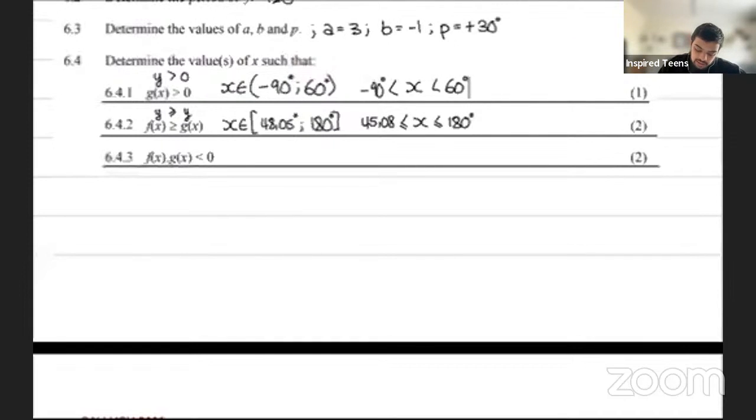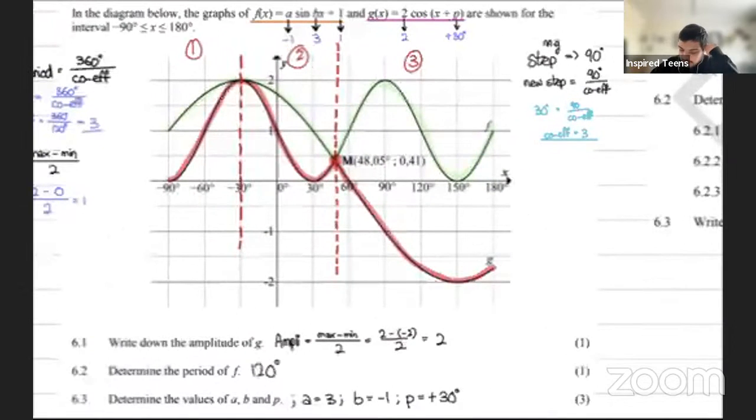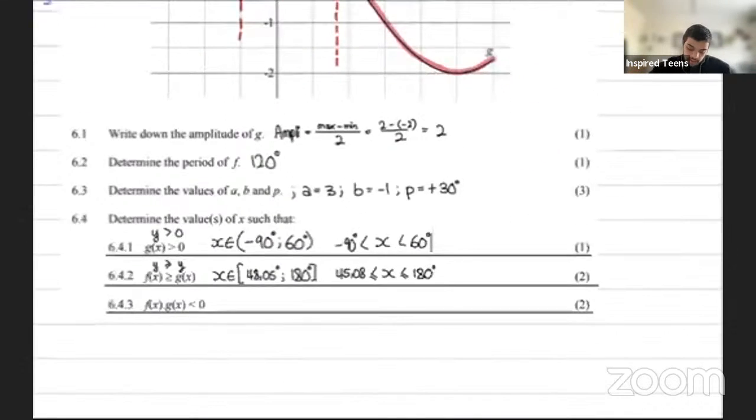Please, if you don't understand it, let me know and then I'll try and explain it again. But basically that just means when one graph is above the other. Okay, so let's look at the next one.